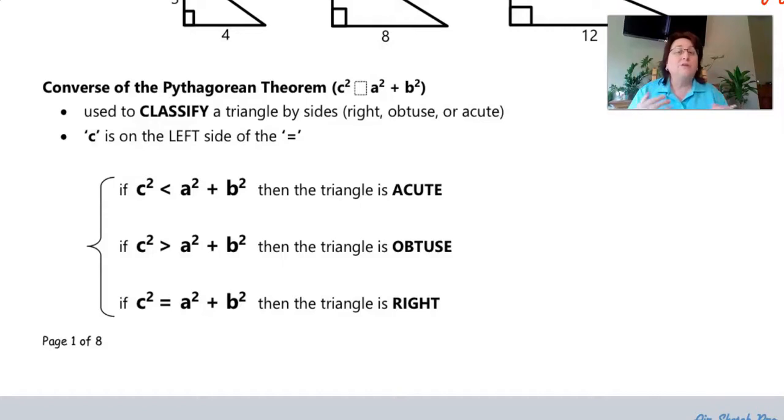And what we're going to do is fill in the values. Notice right here, okay? And I'm going to highlight this. If c squared is less than a squared plus b squared, then the triangle is acute.